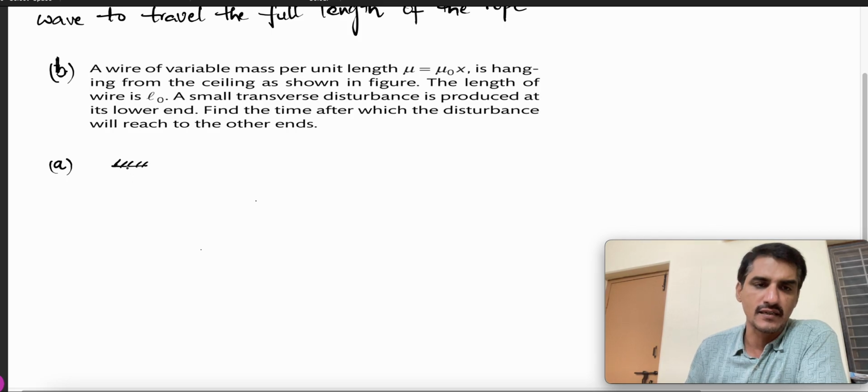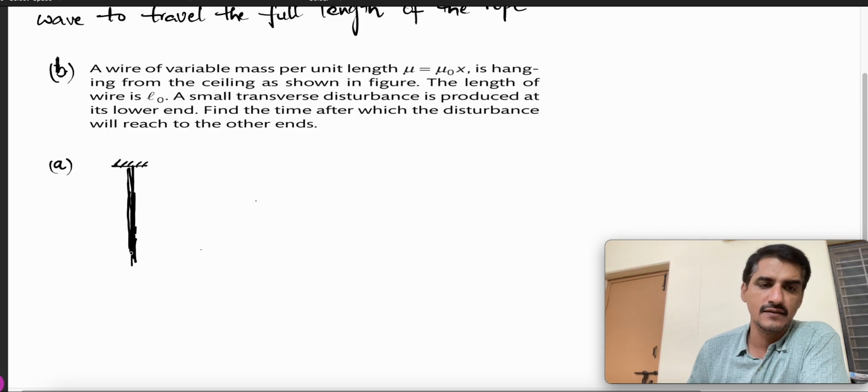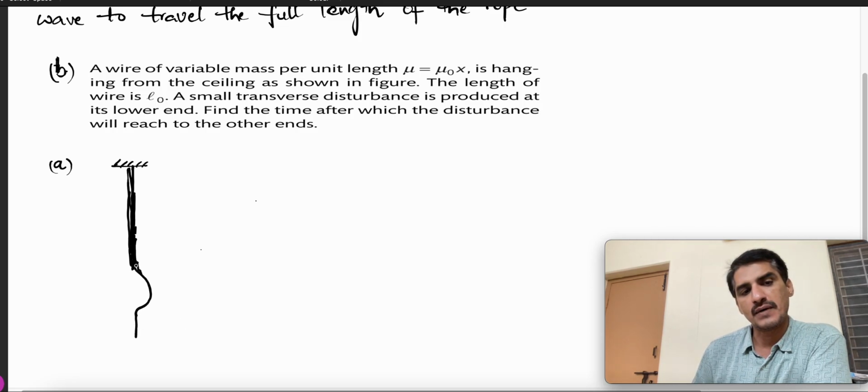See, this is a fixed end. Now I am taking a rope here. Here is a rope, and this rope has a certain length L, and in that one pulse is generated like this. From the bottom one pulse is generated.